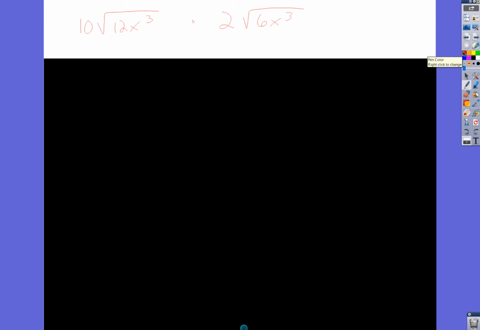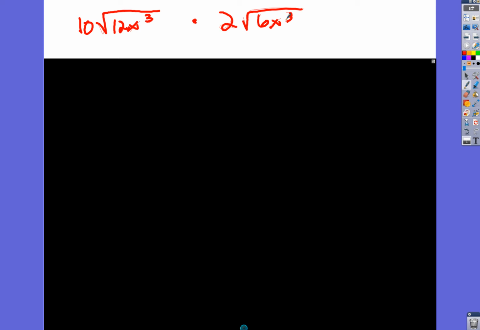Okay, so just some things to be aware of. We still are multiplying, and you could multiply first if you're not scared of mental math. On the outside, these are both square roots. On the outside, we have 2 times 10, which is 20. On the inside, we have 12 times 6, which is 72. How many x's do we have?